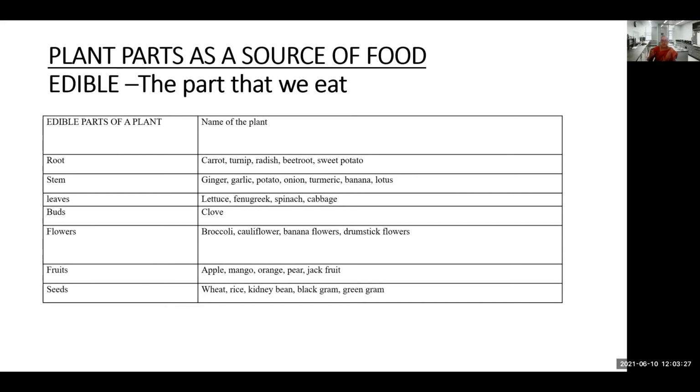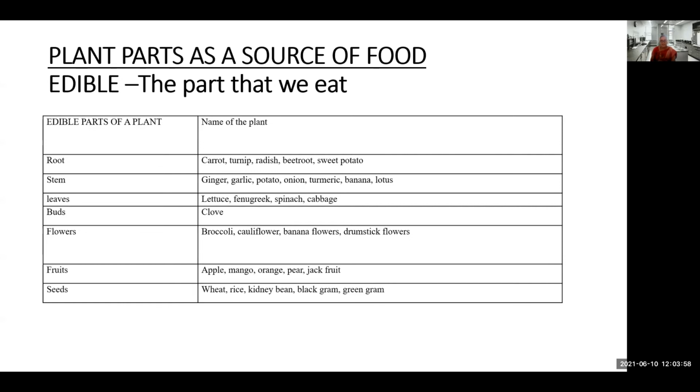Okay, so the edible part means the part that we eat. You have already learned about the modified root, stem, and modified leaf, yes or no? If you take carrot, the root can be modified. That carrot is produced in the root itself, so we are going to eat the root as a food. That is carrot. Am I right?